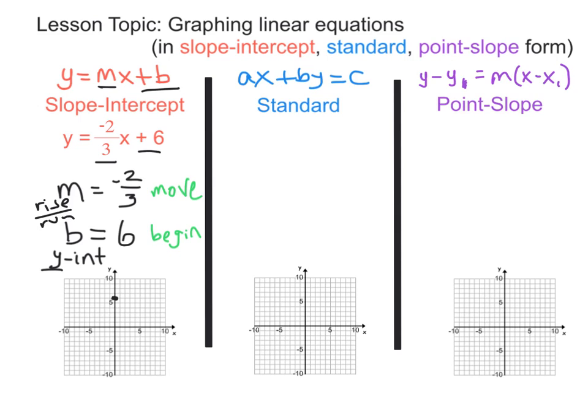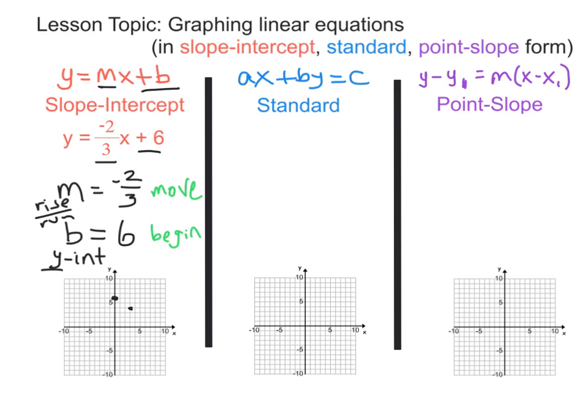So down 2, 1, 2. I'm just going to kind of show you first from here. Down 2 and right 3. Down 2, right 3. So down 2, right 3 will give us this point right about here. And now we know that there's another point on the line right at that location.